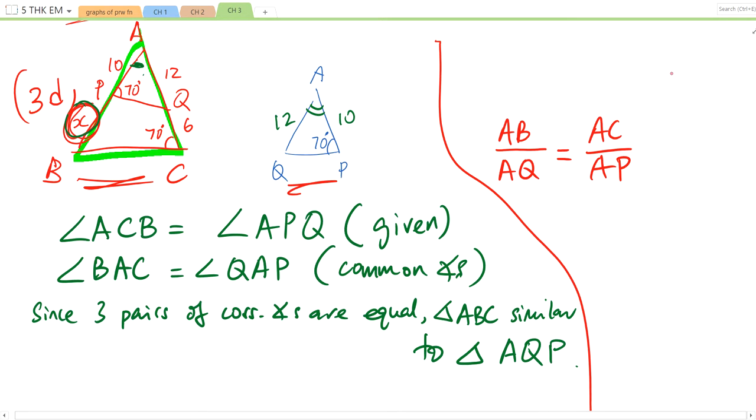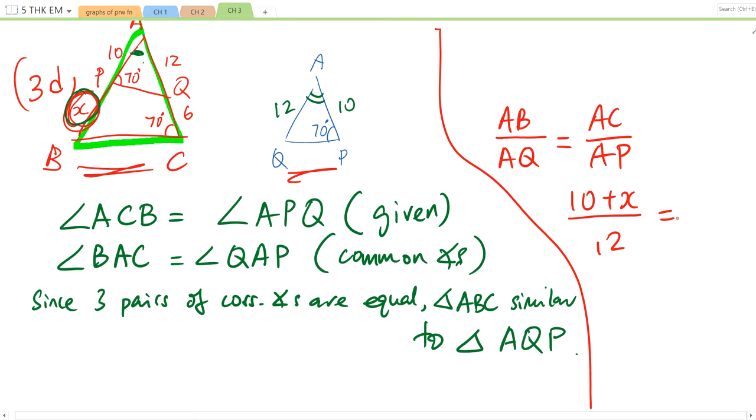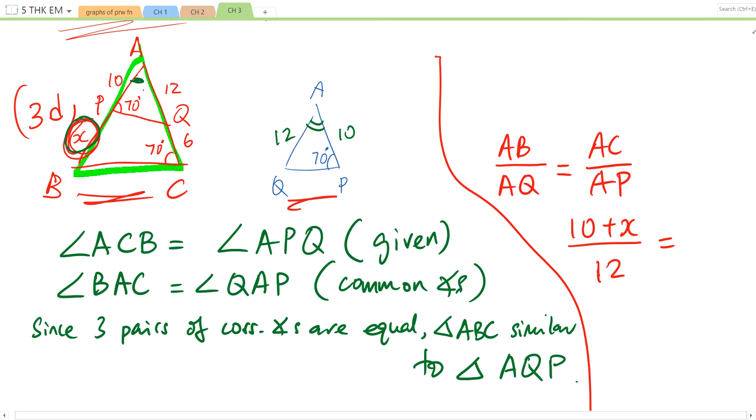Now, AB, what is AB equal to? You fill in the blanks, you substitute. What is AB? We already have an x over there. So AB is actually equal to 10 plus x. Agree? That's AB, right? Divided by what? 12. Good. Equals to? How much is AC? 18. AP? 10. Can you solve for x?